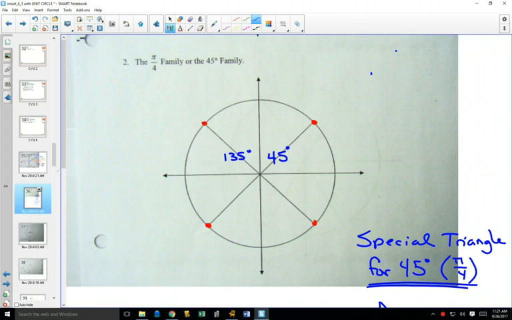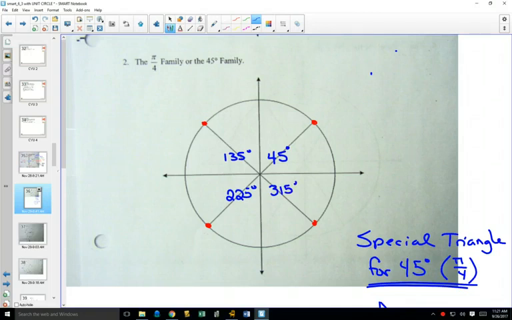So for this one in quadrant 3, you would go 180 plus another 45. That would be 225 degrees. And here, 360 minus your 45, 315 degrees.